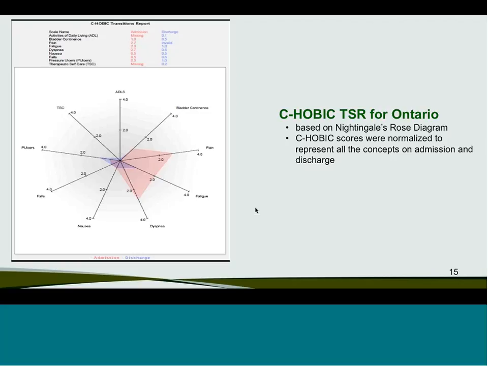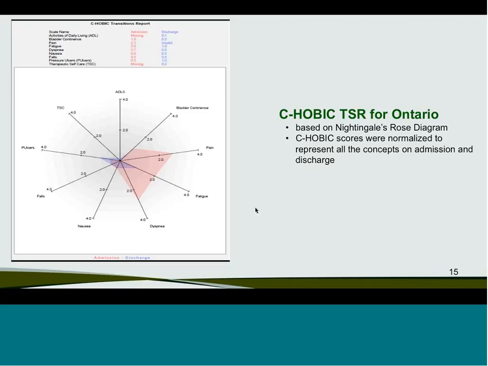Now, there was a therapeutic self-care score on discharge, but there was not one for admission. And the other thing that pharmacists and physicians have found is that if they look at this, then they can tell where they need to be helping their patients in terms of caring for themselves on discharge.